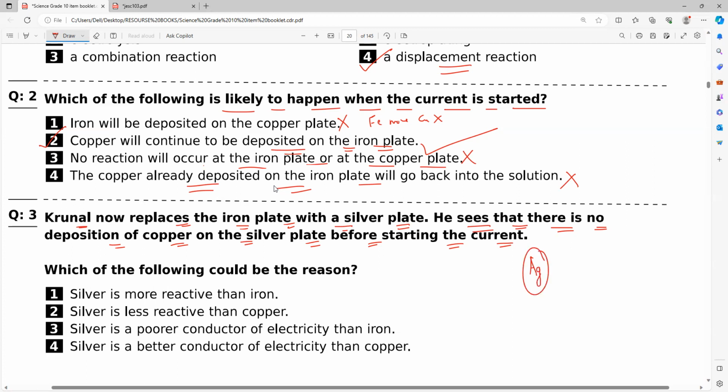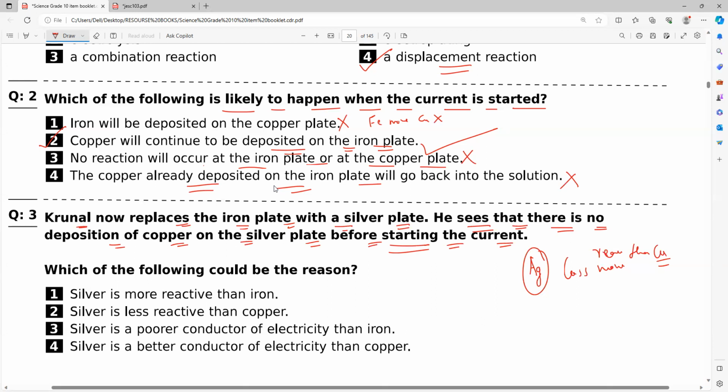Why? Silver is less reactive than copper or more reactive than copper? Everybody: less reactive than copper. So before starting the current, will a reaction take place or not? No reaction will take place.